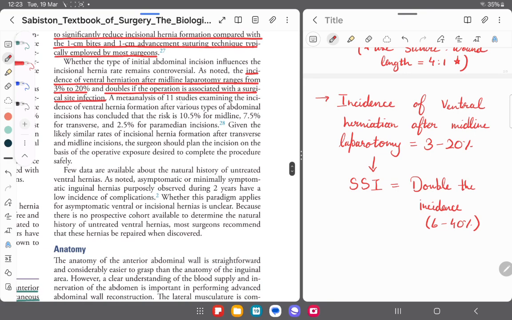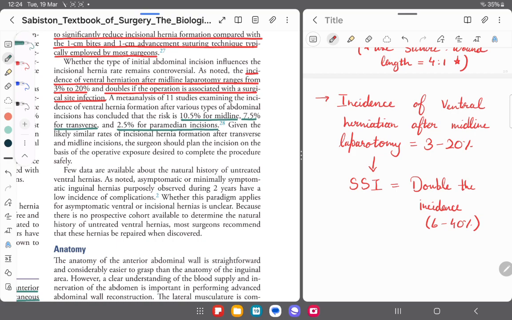So meta-analysis was done of 11 studies examining the incidence of ventral hernia formation after various types of abdominal incisions, and that has included the risk is 10.5% for midline, 7.5% for transverse, and 2.5% for paramedian incisions. So paramedian incisions are relatively safe from ventral hernias according to this study. So midline incisions have the highest risk of hernia formation.